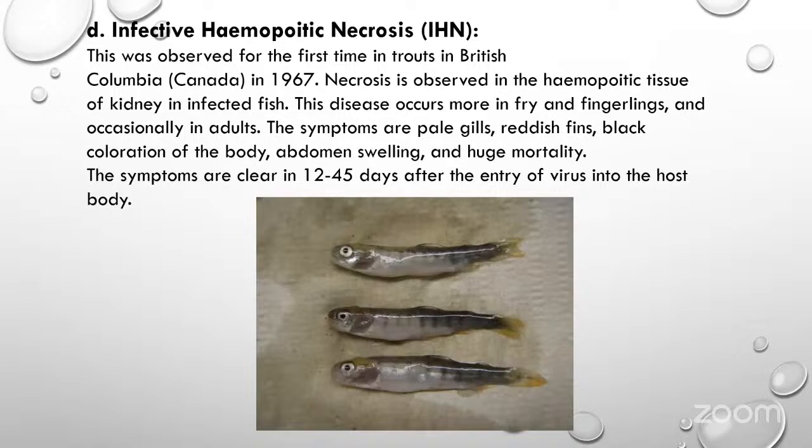Next, infective hemopoietic necrosis. In short, we call it IHN. This was observed for the first time in trouts in British Columbia in 1967. Necrosis is observed in the hemopoietic tissue of the kidney in infected fish. This disease occurs more in fry and fingerlings and occasionally in adults.